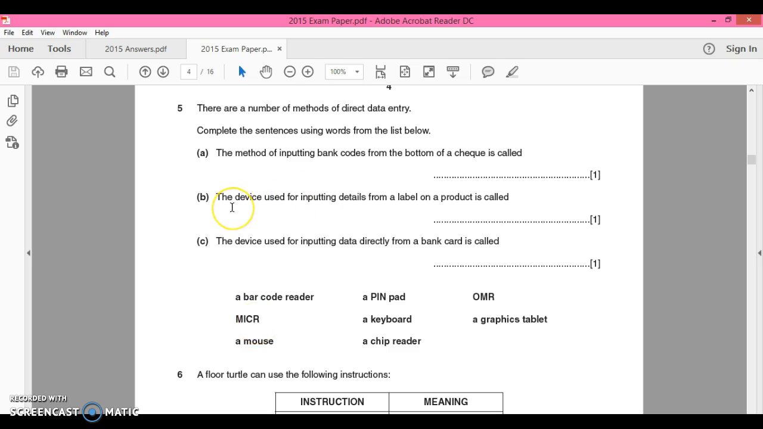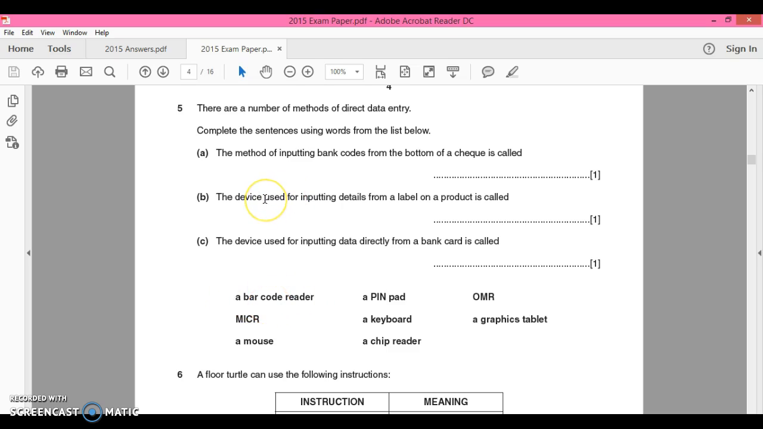Now the device for putting details from a label on a product is called. You may need to do a process of elimination for this. So what you'll be looking for is, you're thinking, is it a barcode reader? It's not a magnetic ink character reader. Mouse, pin pad, keyboard, chip reader, and so on. So now what you're probably looking for here is probably the barcode reader.